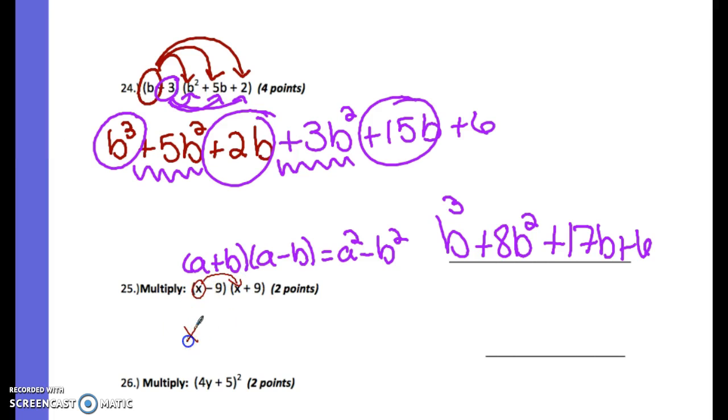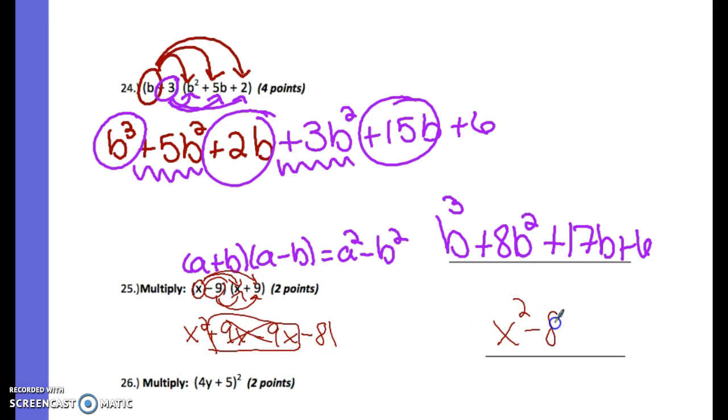x times x is x squared. X times positive 9 is plus 9x. Negative 9 times x is minus 9x. And negative 9 times positive 9 is minus 81. So your middle two terms cancel, and you're left with x squared minus 81.